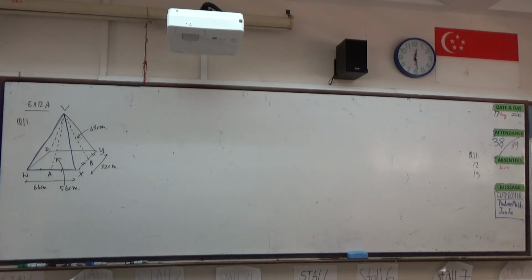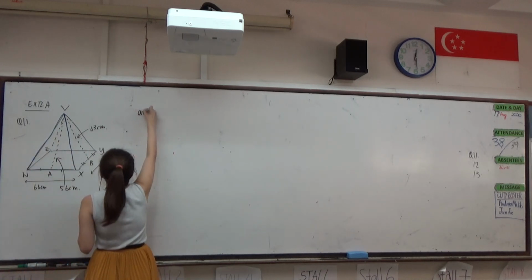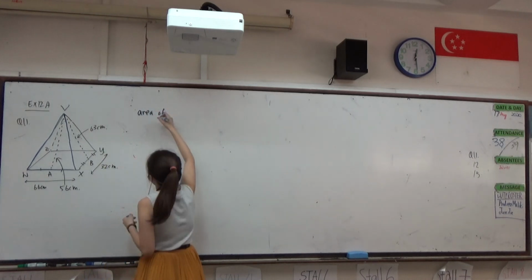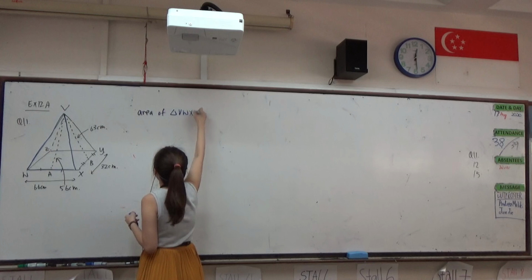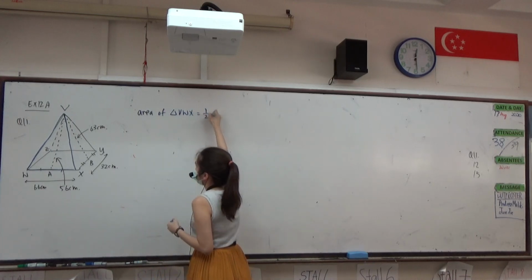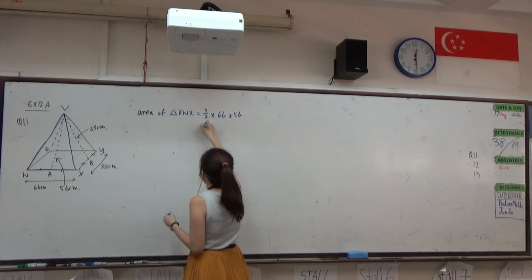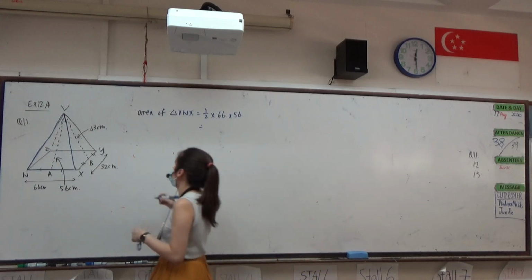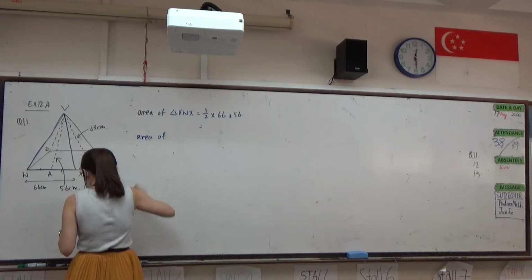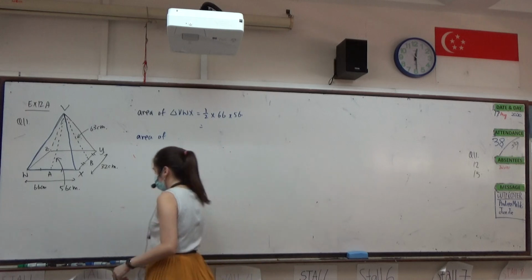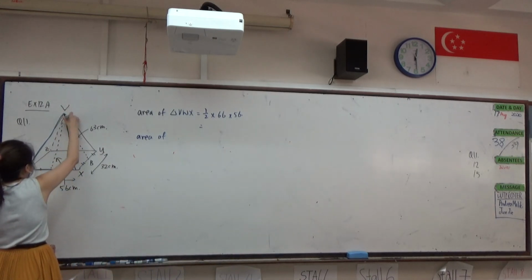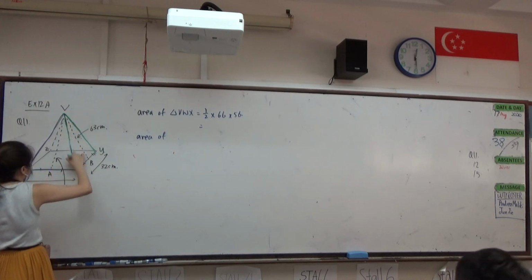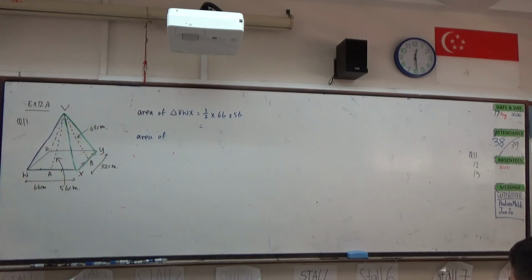The height that we have to take is not the height of the pyramid, but the slant height of this triangle, which is 56 cm. So you can calculate it individually first. So area of triangle VWX is equal to half times 66 times 56. I'll leave you to compute it. Then after that, the area of the triangle on the right is actually the same as the one on the left.